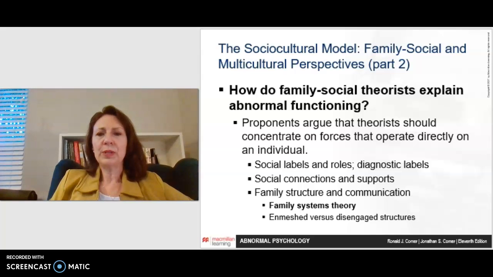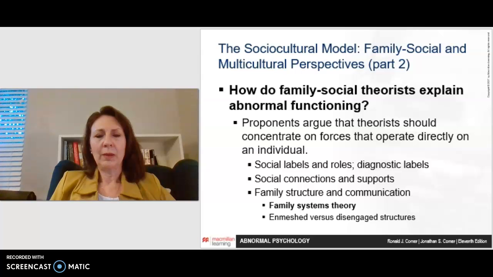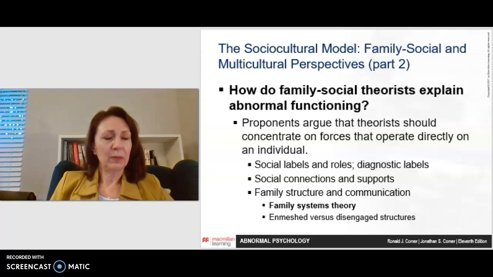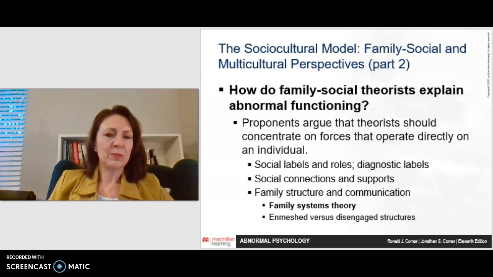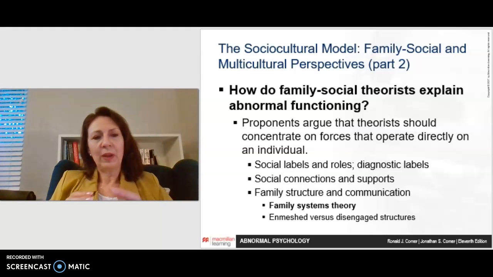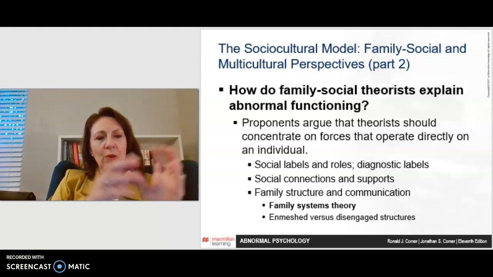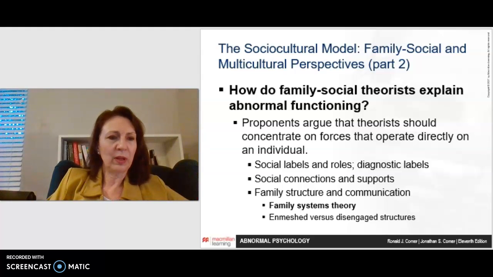The family social theorists explain abnormal functioning by looking, again, at the family's impact, looking at the different labels and roles that families give people, looking at social connections and supports within the family and external to the family, also how the family structures contribute to positive relationships and communication or not. And family systems theory examines whether families are too enmeshed or too close together, or they're too disengaged and too far apart from one another.